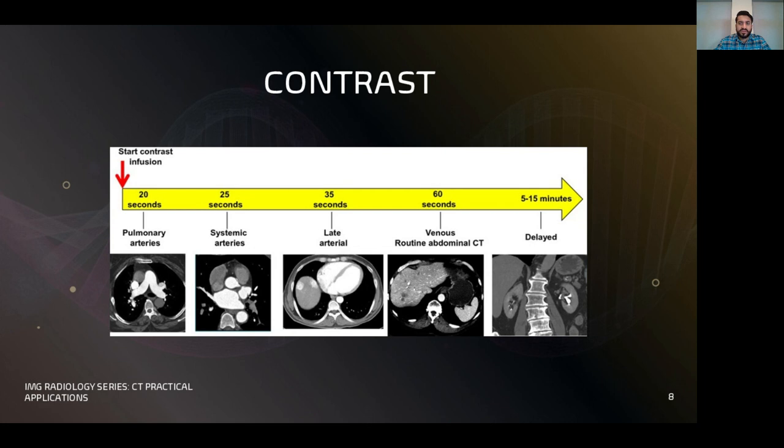And finally, the delayed phase. An example of the use of delayed phase is in the kidneys. If you're looking at, for example, the collecting system, and more specifically, you're looking at the ureters and the urinary pelvis or the pelvis of the kidney. We're going to talk a little bit about kidneys later on, so I'm not going to go into too much detail just yet. But that's essentially the idea of contrast. The key thing is the three different phases, and also it's usually iodine-based.